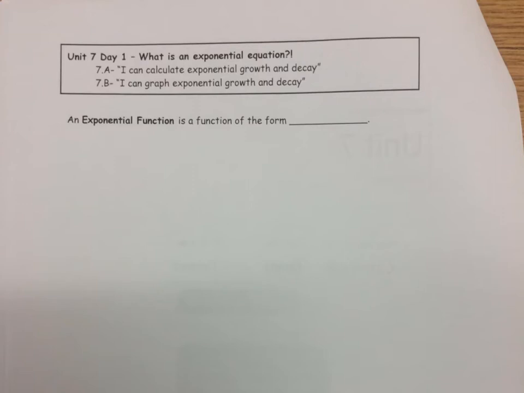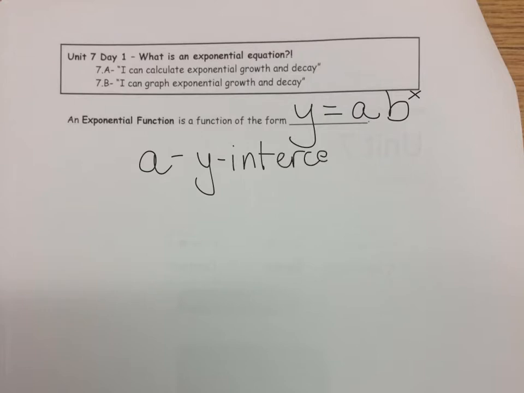We didn't do this in class, but we'll quickly talk about it right now. An exponential function is in the form y equals a times b to the x. Sometimes there's a dot in between them, or parentheses around the b. You don't need that. Where a is the y-intercept, and b is the growth or decay factor.